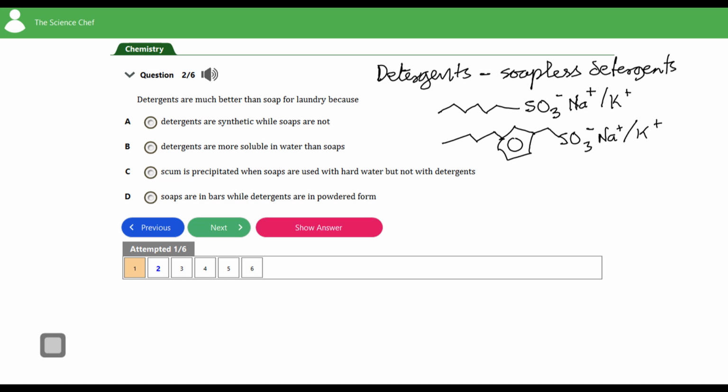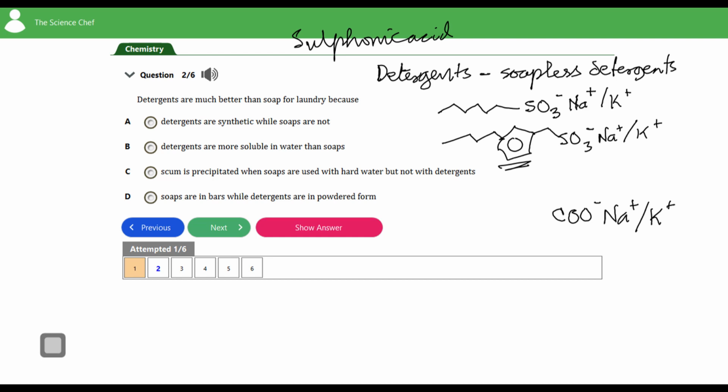But the major difference is that in the case of the detergent, instead of the head being C double bond O minus Na plus or K plus, it is SO3 minus Na plus or K plus. Now this SO3 minus is from the sulfonic acid. Sulfonic acid. And you can also see that there's a benzene ring here, right?